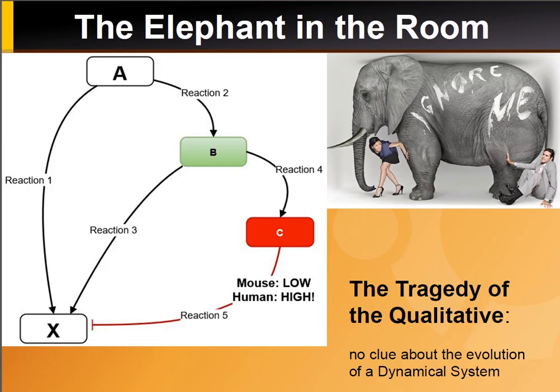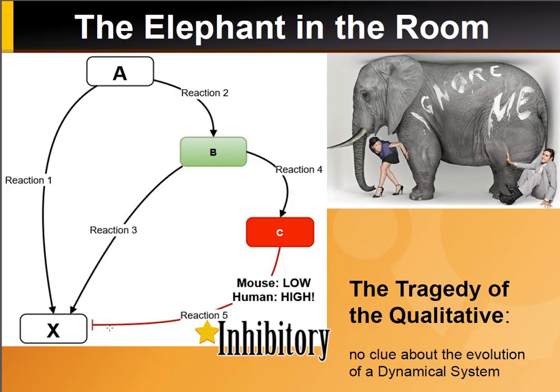Let's consider a very simple network of hypothetical reactions. Chemical A reacts to produce X, which is our product of interest. And in a separate reaction, A produces B. B in turn produces X and C through separate reactions. And finally, in red here, C inhibits X through yet another reaction. This is all very schematic, of course.